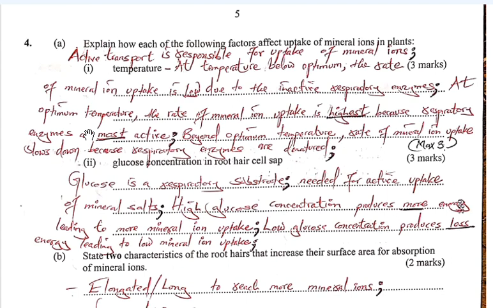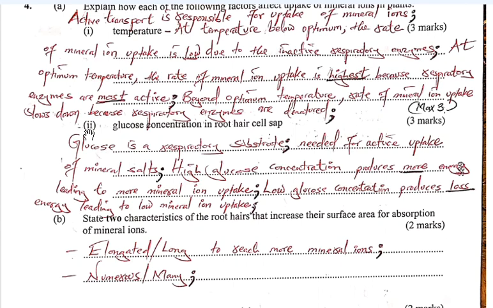destroyed, in other terms. Then glucose concentration in root hair cells up. Glucose, as we know, it is a respiratory substrate which is needed for active uptake of mineral salts. High glucose concentration means more energy, leading to more mineral ion uptake. Then low glucose concentration produces less energy, leading to low mineral ion uptake.